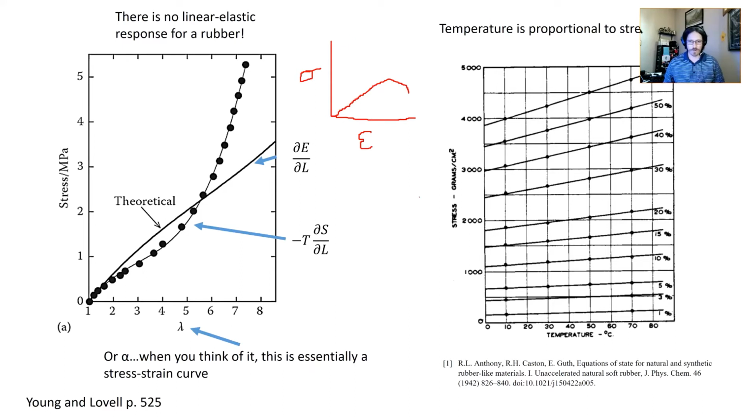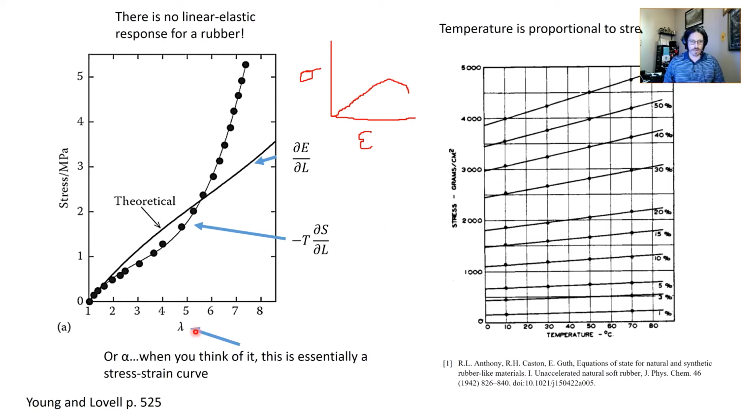And I've lost my pointer. I'm sorry. We don't really have that with rubber materials, but this would be the linear elastic region here, and then here would be kind of the yield point, and here would be UTS, kind of basic stuff. But we really don't have a linear elastic response.